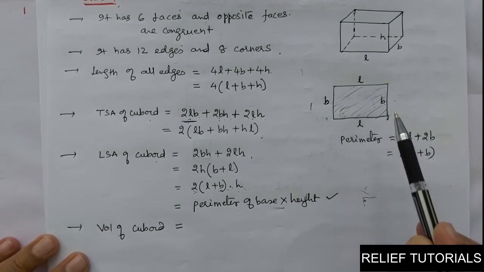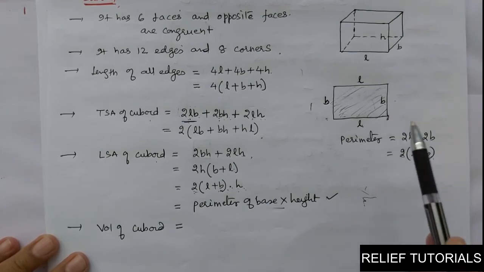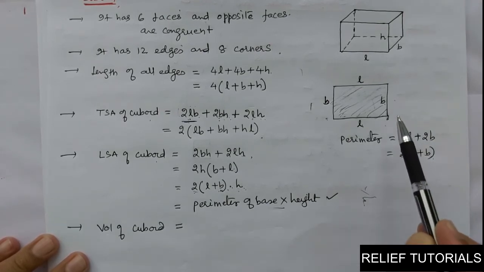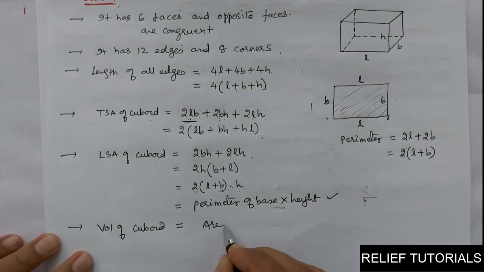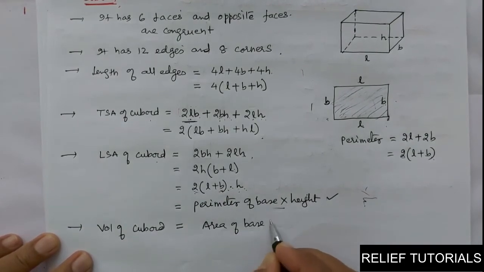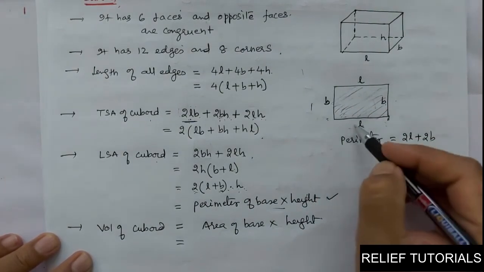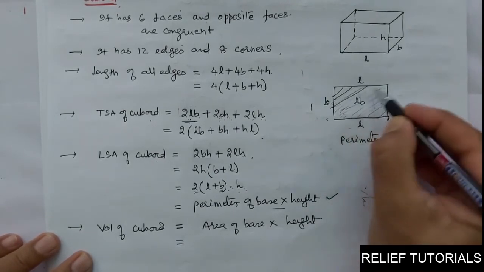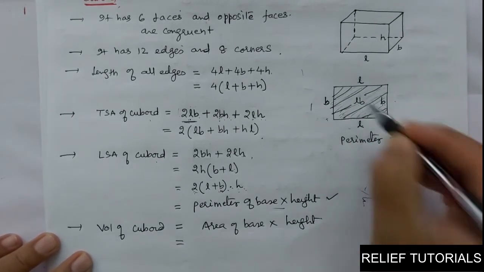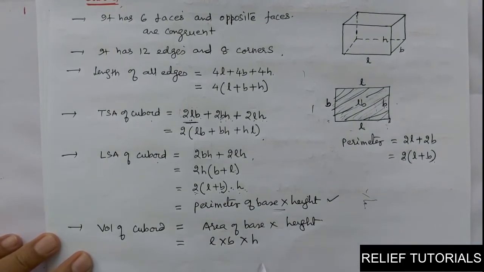Clear? Height. If you completely fill the room with water, you have to consider the height of the room. So volume is nothing but area of base into height. So volume of a cuboid is area of base into height. Here, what will be the area of this base? This is length and breadth. So L into B is this area, length into breadth. So L into B into height H. So LBH. Volume of a cuboid is LBH.